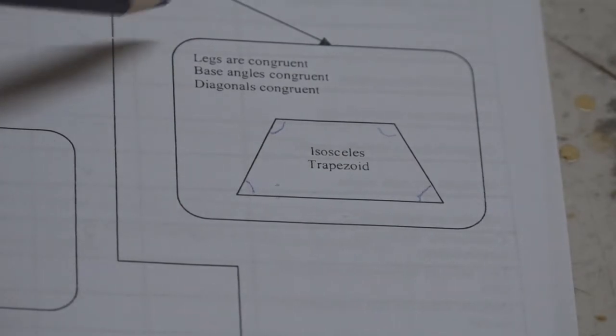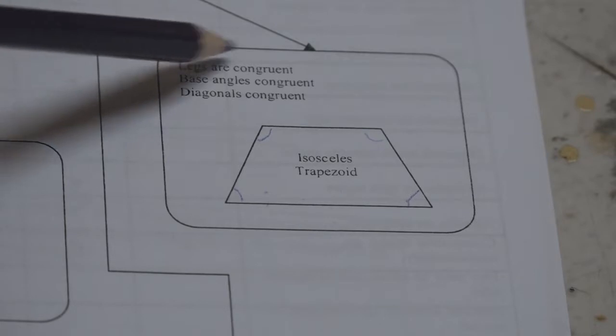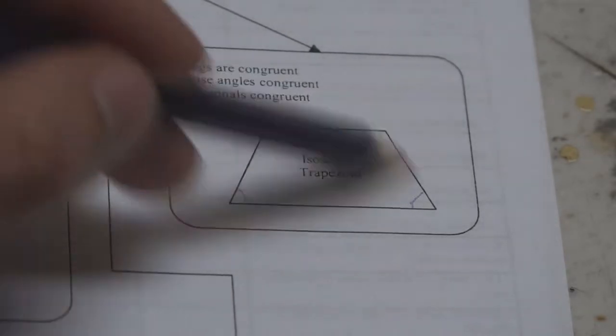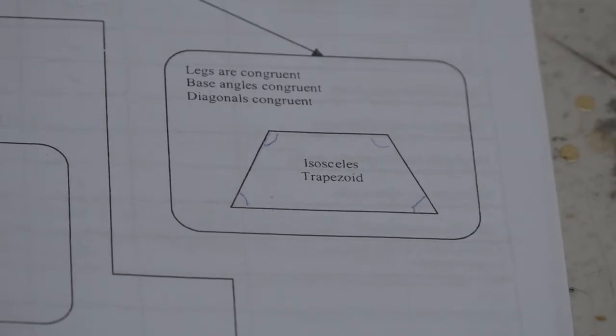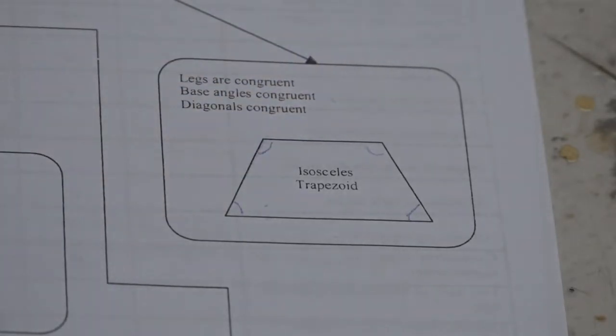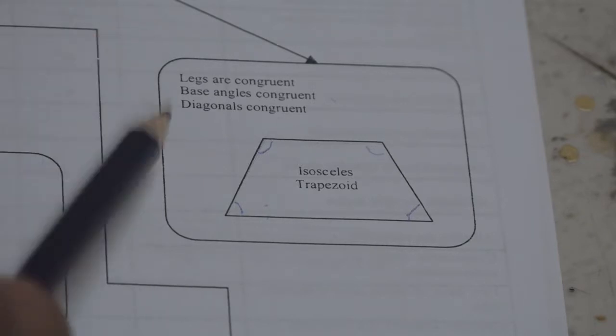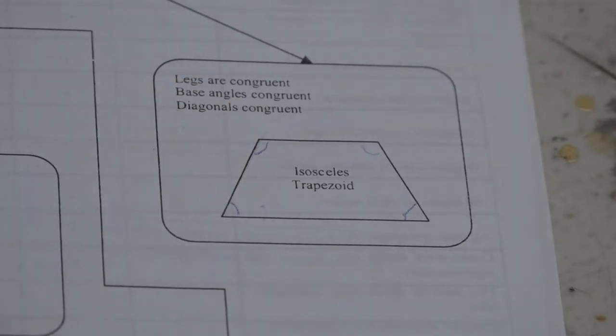What else? Okay, now we go with the new properties. Legs are congruent. These are the legs and they are congruent. Okay, makes sense. And one of the proofs that you could do is extend this side right here, extend this other side right here, and you will see that it forms an isosceles triangle. Okay, cool then. What else? Base angles are congruent, diagonals are congruent.